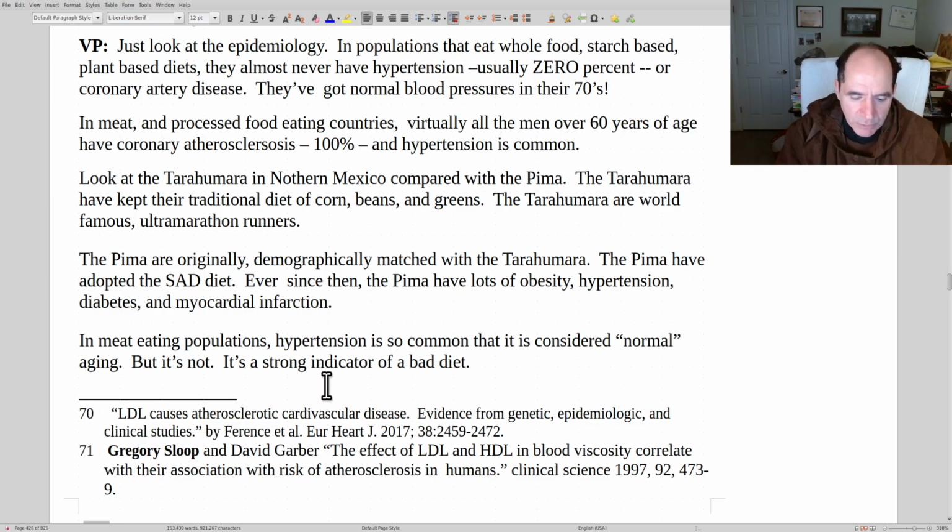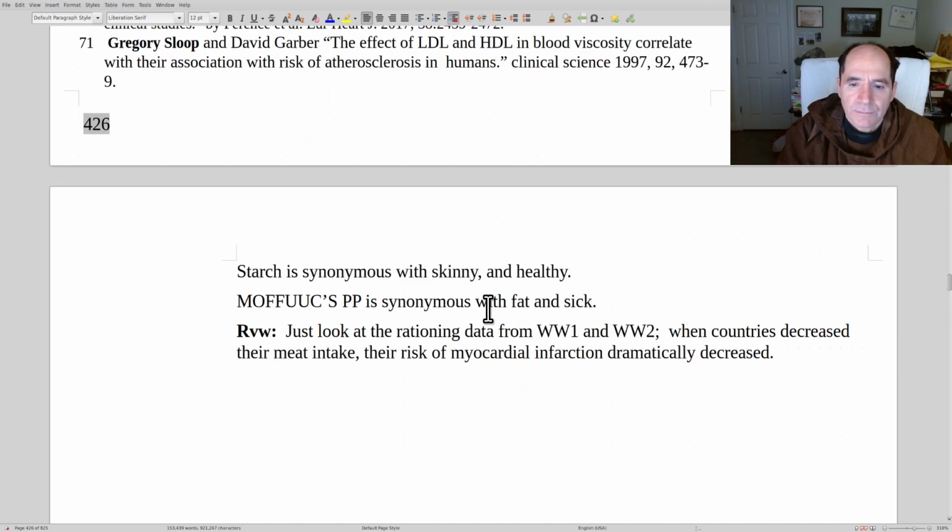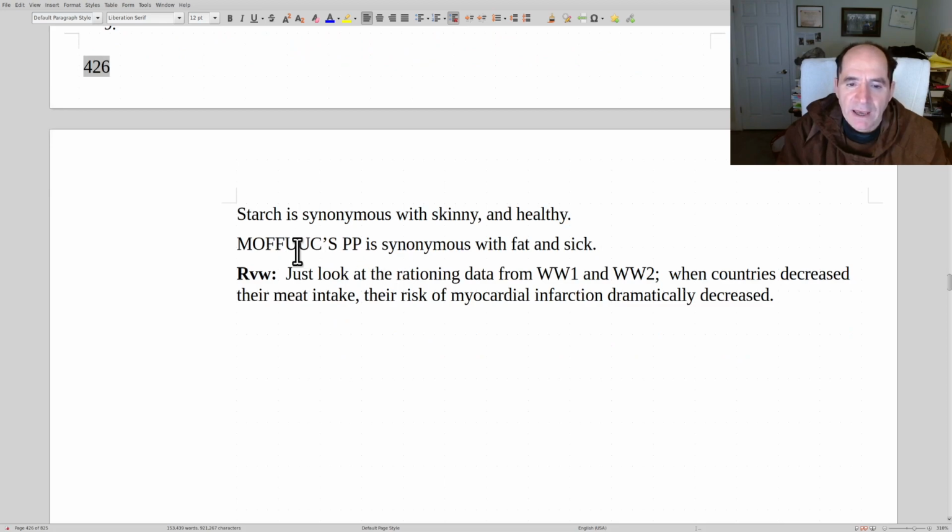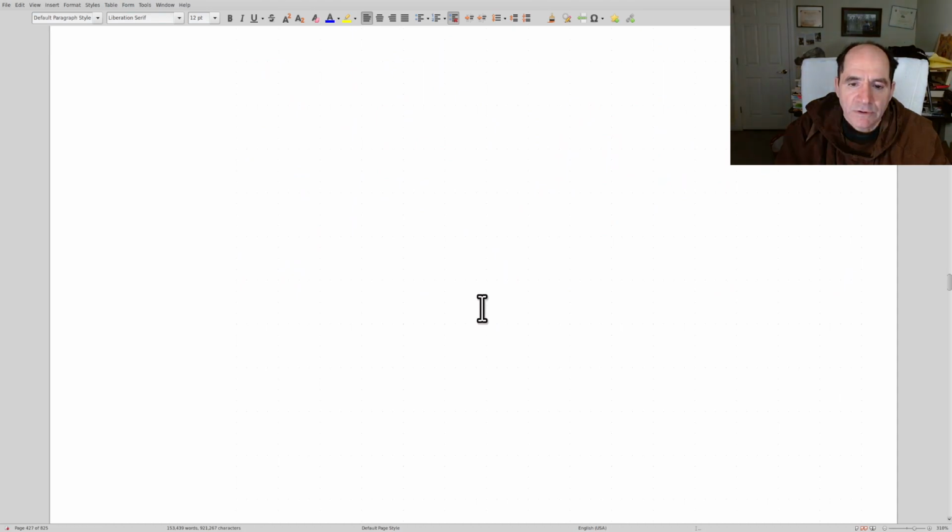Okay, here's some more of the papers to that effect. Oh, that's supposed to be SAD diet. I have another version of the SAD diet that's kind of joking. You just look at the rationing study and the epidemiology, and it's pretty obvious. Wherever people eat low-fat, plant-based diets, they don't get atherosclerosis and hypertension. And so that's why it's the smart move. Okay, so that's it for this chapter. I hope that was helpful.